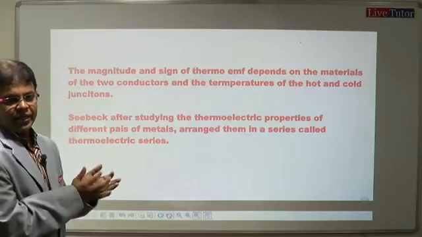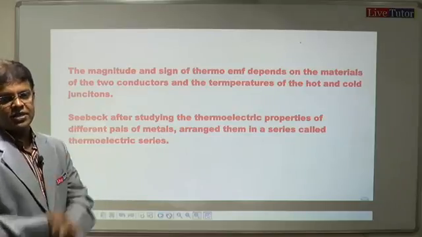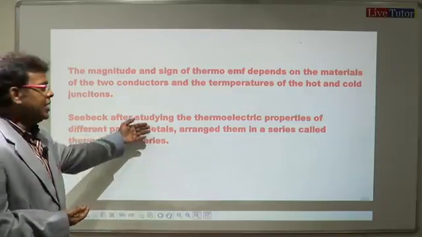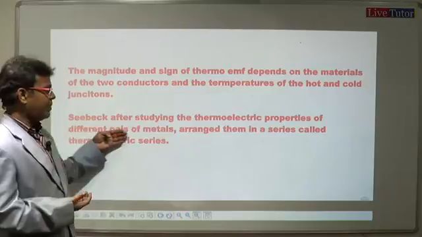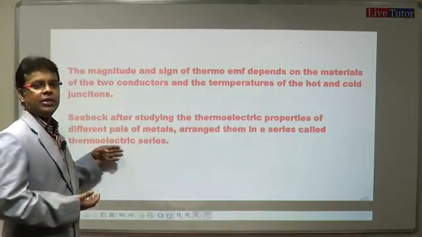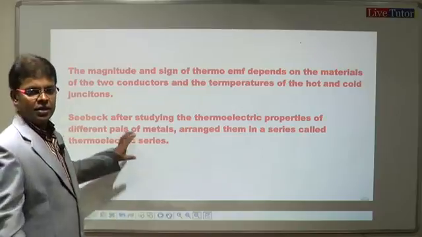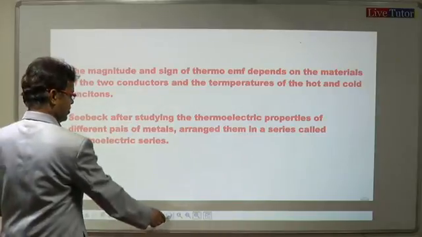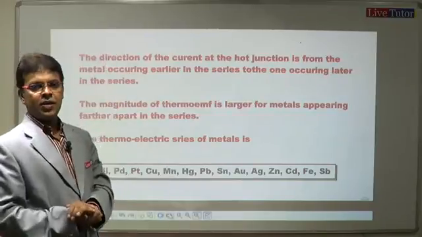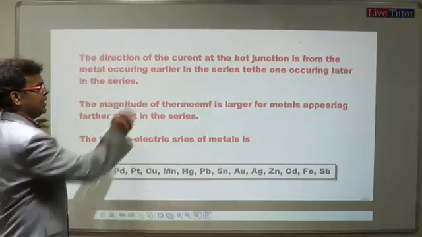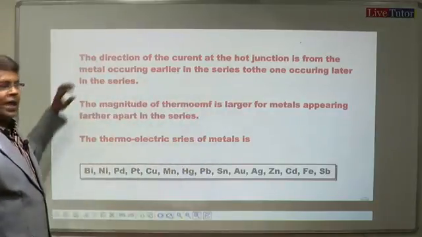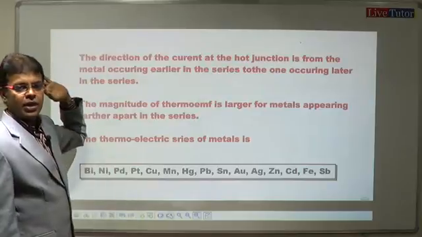ஸோ ஆஃப்டர் ஸ்டடிங் எப்படி கேட்பாங்க, வாட் இஸ் தெர்மோ எலக்ட்ரிக் சீரிஸ் கேட்பாங்க. அதுக்கு என்ன ஆன்சர் பண்ணும், Seebeck after studying the thermoelectric properties of different pairs of metals arranged the metals in a series called a thermoelectric series. அதுதான் thermoelectric series. என்ன எப்படி இருக்கு பாப்போம், thermoelectric series பாருங்க. The direction of current at the hot junction is from the metal occurring earlier in the series to the one occurring at the later. இது second point ஆகும். First, what is thermoelectric series?